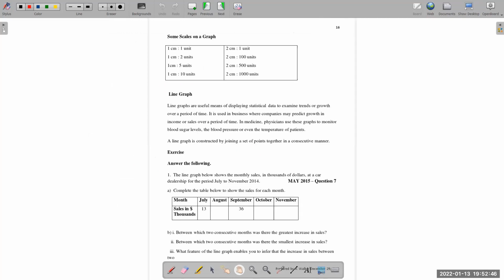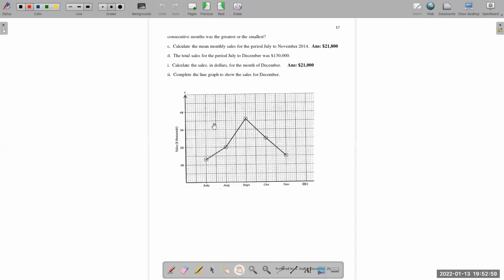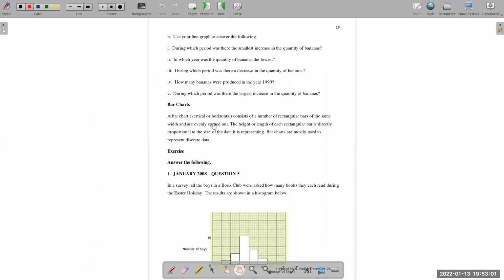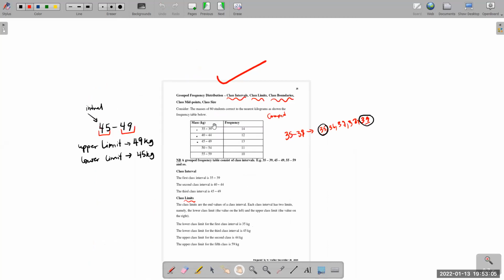And so next week on Saturday, I will be continuing with line graphs. I'll stop here and continue from page 16. Let me see, 16, 17, 18. All these here are exam past paper questions.